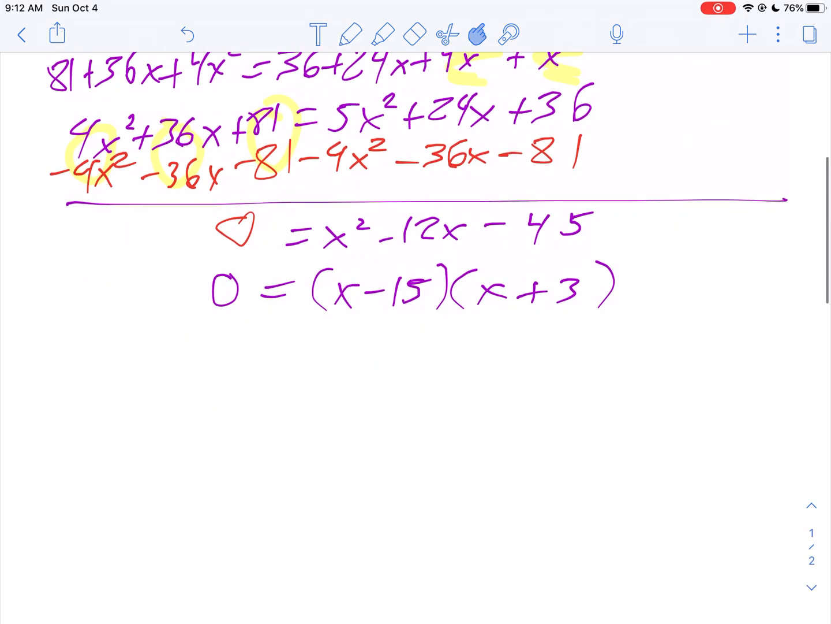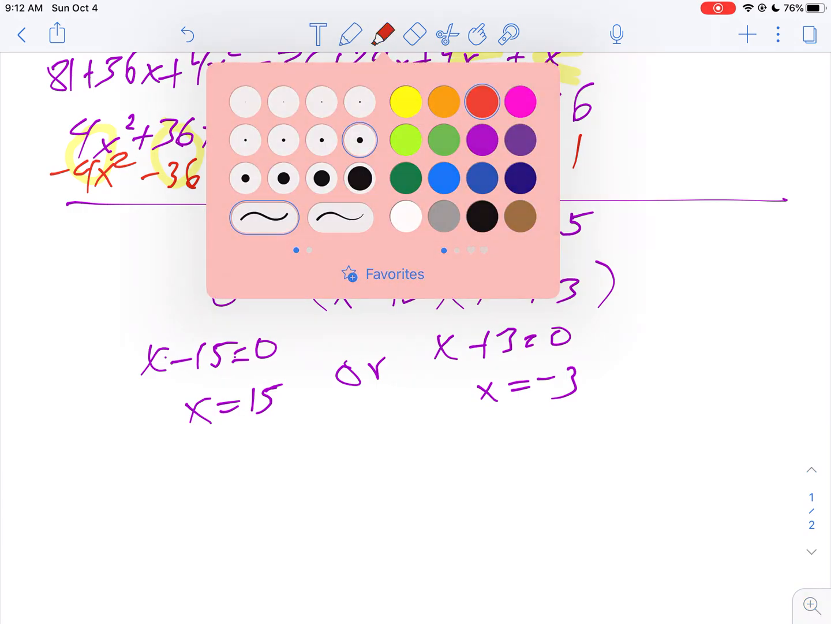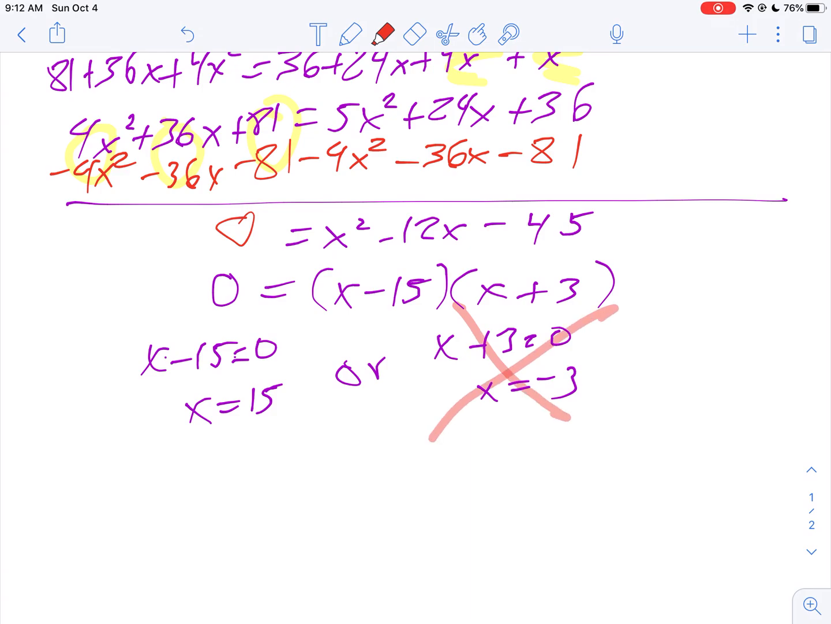So that means x minus 15 equals 0, which means x equals 15. Or x plus 3 equals 0, x equals negative 3. Negative 3 is a solution to the quadratic, but it's not a solution to the problem because you can't have a side length that's negative.